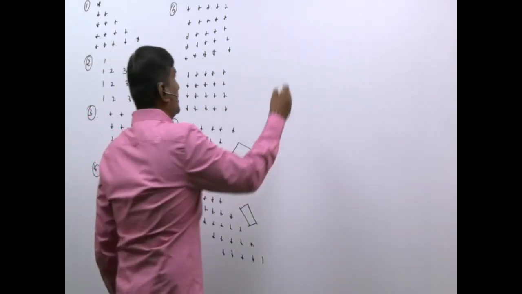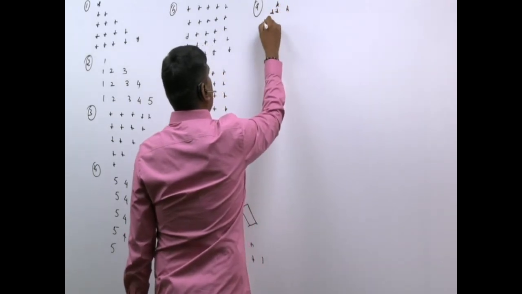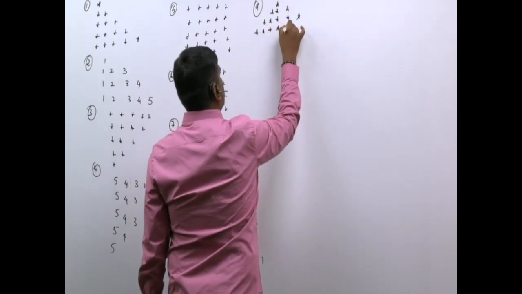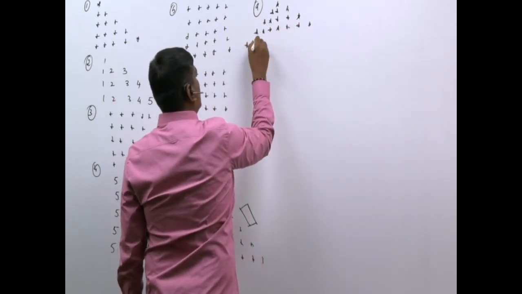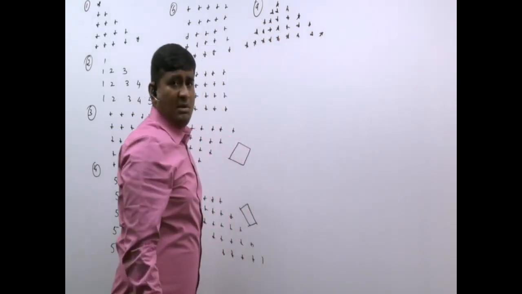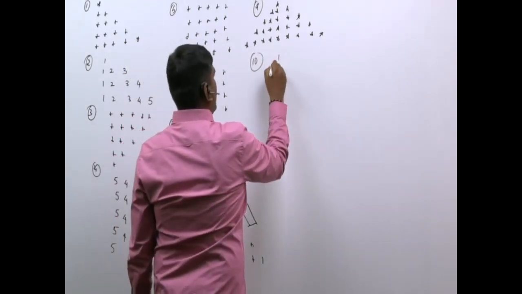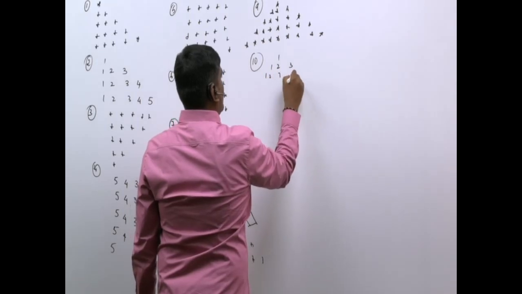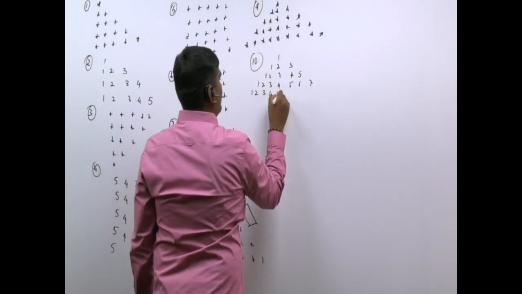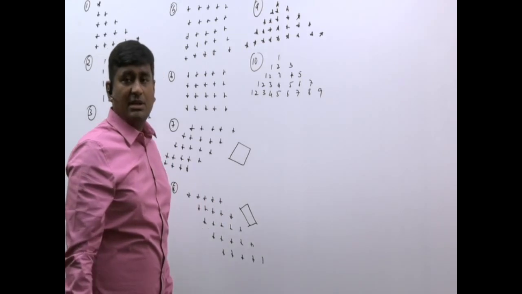Not only that, they may also ask to display an equilateral triangle pattern, a frequently asked program, like this. Maybe one of the interviewers may also ask, no, I don't want stars, I want numbers like this: 1, 1, 2, 3, 1, 2, 3, 4, 5, 1, 2, 3, 4, 5, 6, 7, 1, 2, 3, 4, 5, 6, 7, 8, 9, like this. Like that also they will ask the question.